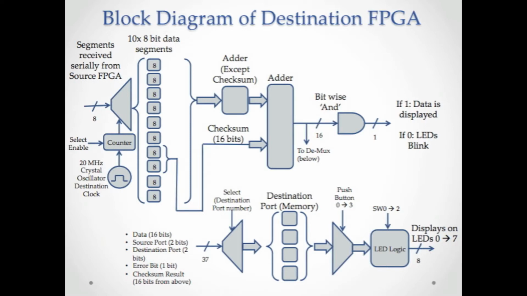You can see the block diagram for the destination FPGA is pretty much a mirror image of the source FPGA, in that you receive the data 8 bits at a time, and then certain data goes through certain adders. This helps compute the checksum. If the checksum is all ones, that means we received the correct data. If the checksum isn't all ones, then when we go to view the data, the LED should blink. And this is highlighted in the demo that we'll be showing later on.